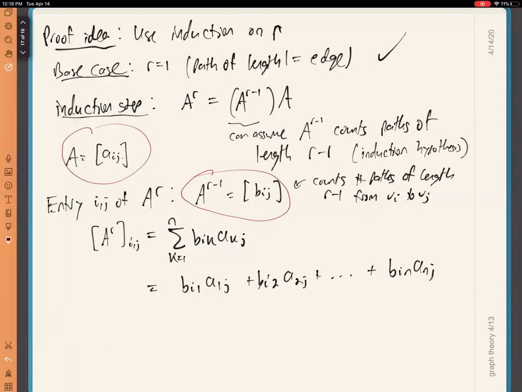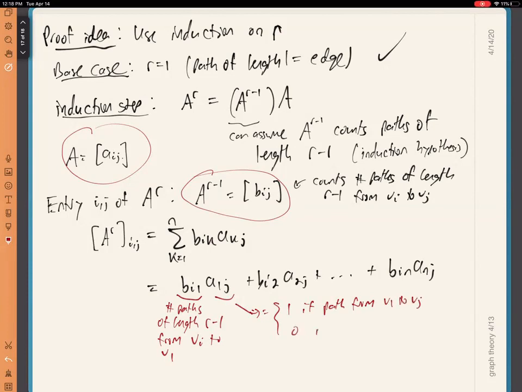Right, and so let's just look at the first term. What does this represent? By induction, b_i1 is the number of paths of length r minus 1 from vi to v1. On the other hand, a_1j is equal to 1 if there's an edge from v1 to vj, and it's equal to zero if not. So let's assume that there is an edge, not path, from v1 to vj.